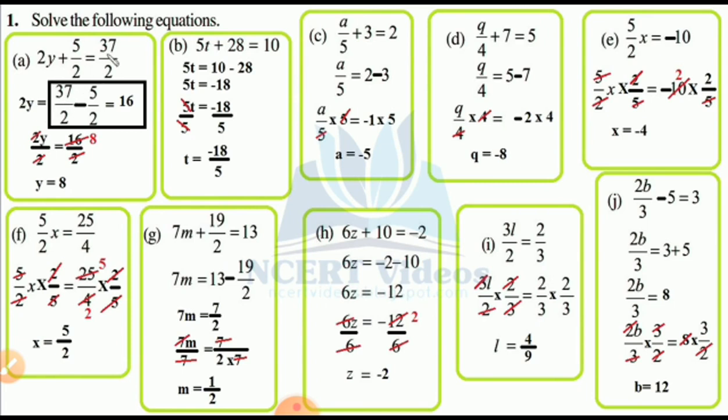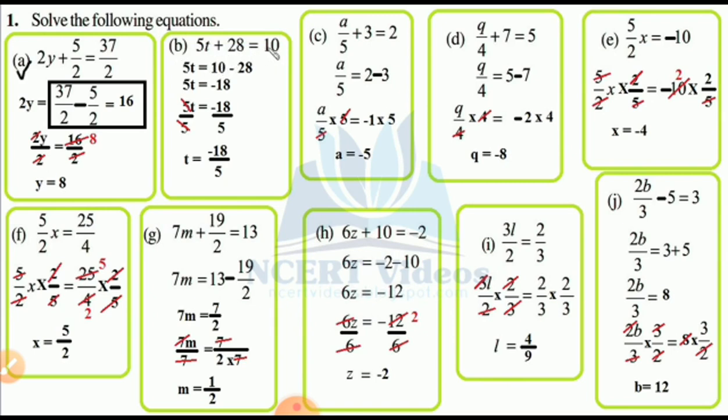Already we know the rules of equation solving. Keep the variable on the left side, and move or shift the numbers to the right side. Transposing the number 5/2 from left to right: the plus sign on the left side becomes a minus on the right, that means minus 5/2. Now on the right side, 37/2 minus 5/2. 2 is common, so 37 minus 5 gives us 32/2. 32/2 means 16. Is it or not? Yes.